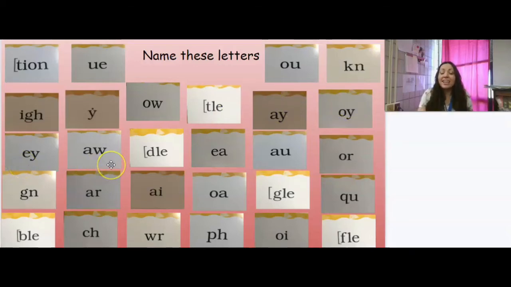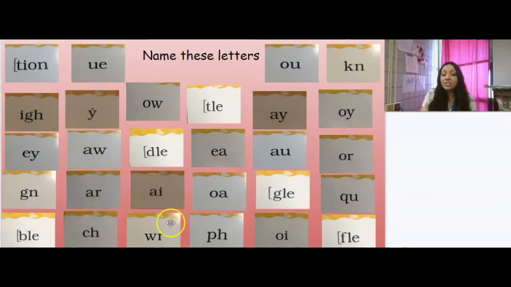Digraph E-Y, digraph A-W. Final syllable D-L-E. Digraph EA, digraph AU, combination OR. Remember this? Ghost digraph GN, combination AR, digraph AI, digraph OA, final syllable GLE, combination QU. Final syllable B-L-E.